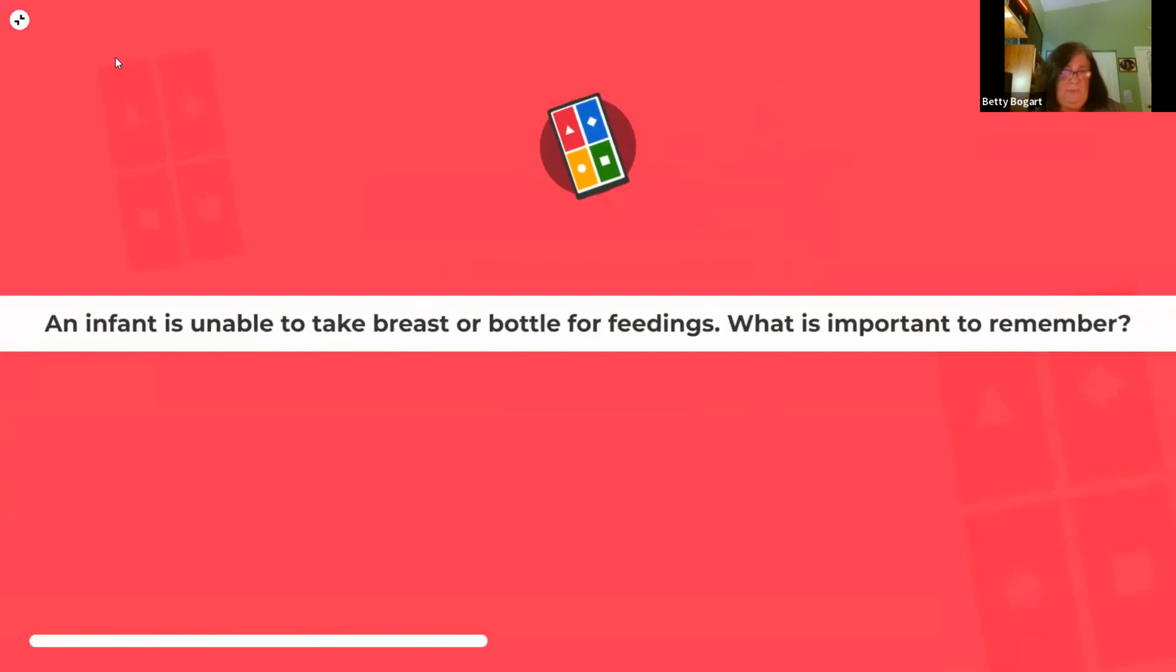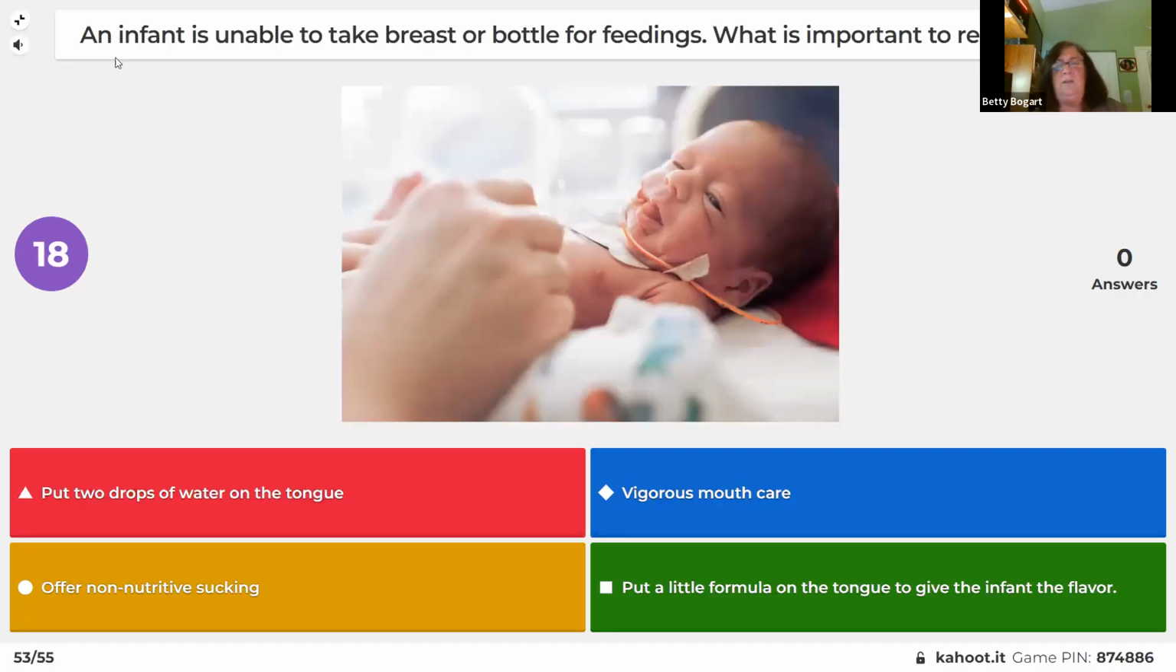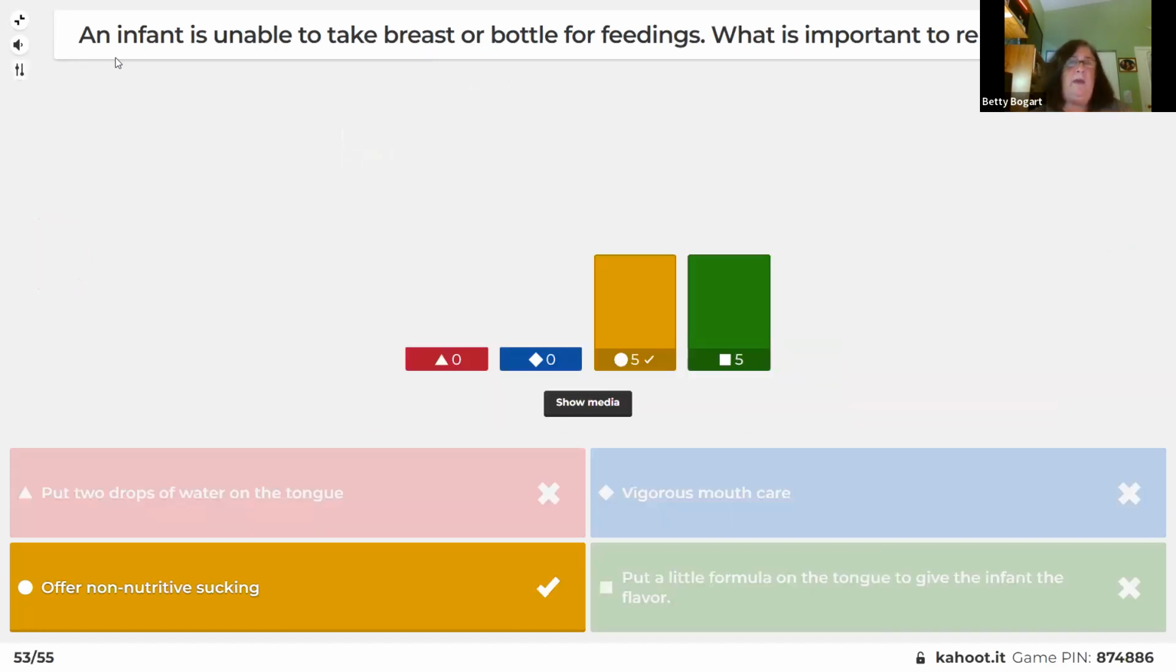An infant's unable to take the breast or a bottle for feeding. What should you remember to do? You know, they're in a condition where they can't eat for many reasons, respiratory status, but you still got to promote growth and development. What's one thing that they do need? Remember, infants do relieve their own stress and they know how to calm themselves down. And if they're not given an opportunity, you're going behind on growth and development. So giving them non-nutritive sucking or a pacifier does help.